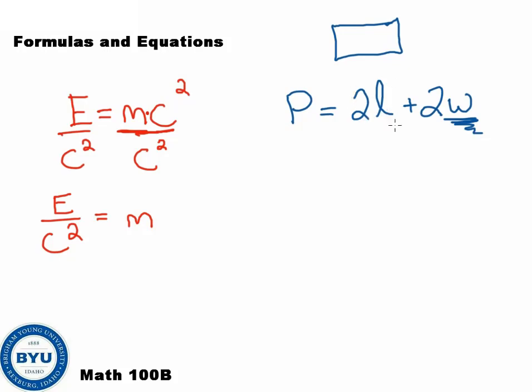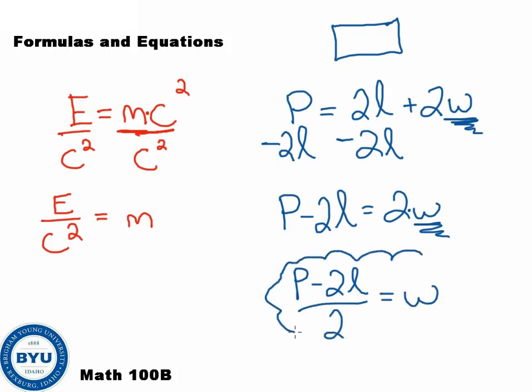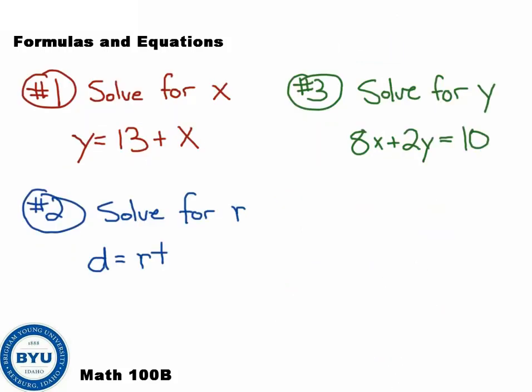We'd have to get rid of this plus 2L. And to undo plus 2L, we would subtract 2L from both sides. Minus 2L and minus 2L. So I get perimeter minus 2L equals 2W. Now we're almost there. We almost have W by itself, but we have to do one more thing. We have to undo this times 2. And to undo times 2 would be to divide by 2. And so our answer would be perimeter minus 2 times length, divided by 2, equals W. Again, we can use the law of opposites to solve formulas for different variables.